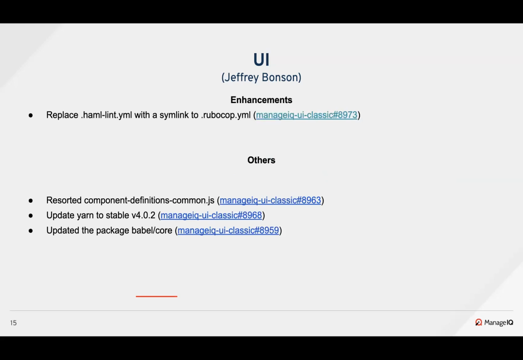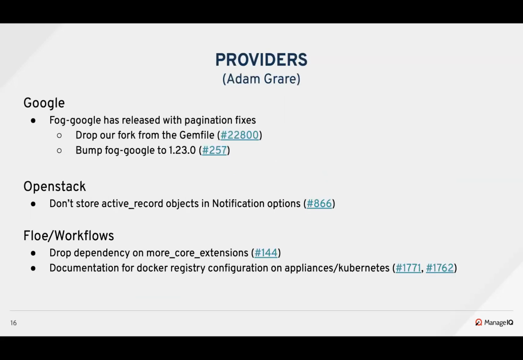Thanks, Jeffrey. So this sprint, we were able to make use of the new version of Fog Google that got released with our pagination fixes. Previously, in order to get that fix out to our users quickly enough, we had to fork the gem. Now that the proper upstream project has released the fix, we're able to get back on the official Fog Google gem, and so we've updated ManageIQ providers Google to 1.23, and we dropped the fork from rubygems.manageiq.org out of our core gem file. So it's nice to get back on the official version.